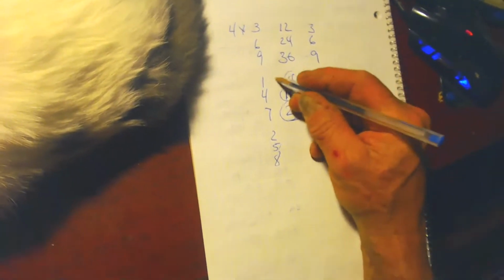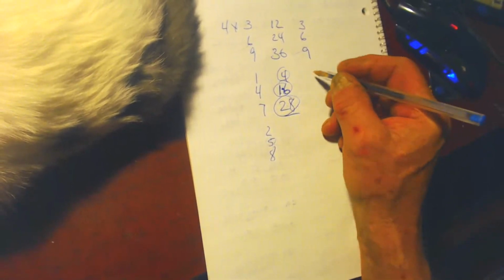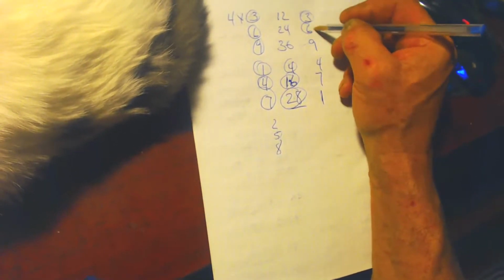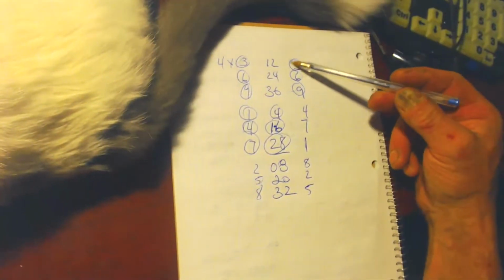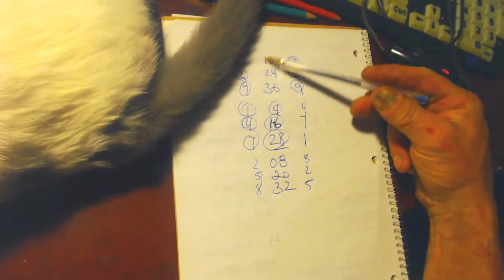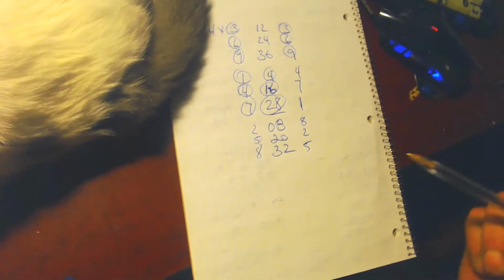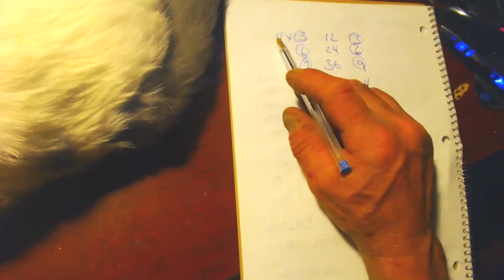This one over here. So this is going to end up being 4, 7, and 1. They repeat themselves. 4 by 2, 8. 4 by 5, 20. 4 by 8, 32. 5, 2, 8. So 4 makes everything the same again. Now, don't forget, I told you the division is DC, right?